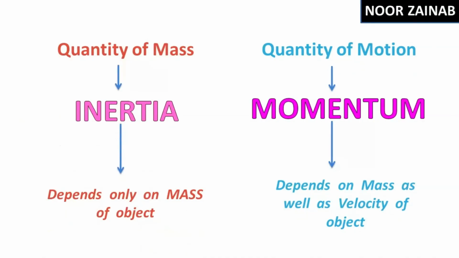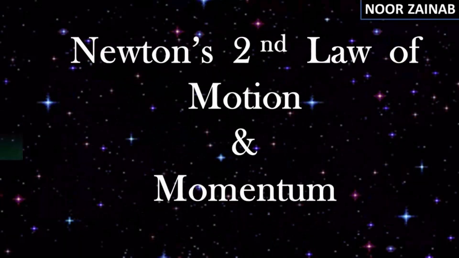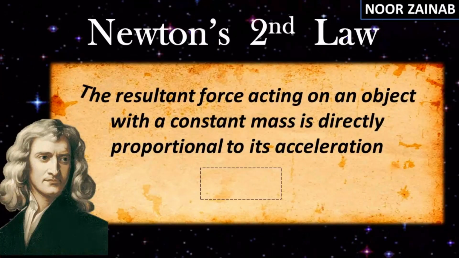Now let's discuss how Newton's second law of motion and momentum are related. Newton's second law of motion states that the resultant force acting on an object with a constant mass is directly proportional to its acceleration. The more force you apply on an object, the more acceleration is produced. The mathematical form is force equals mass times acceleration.